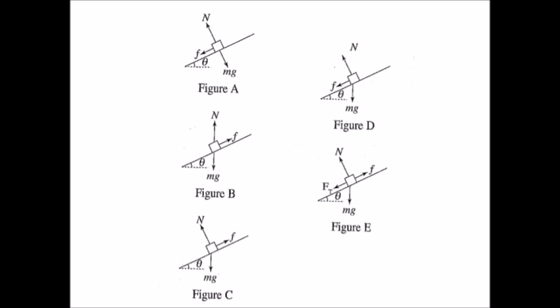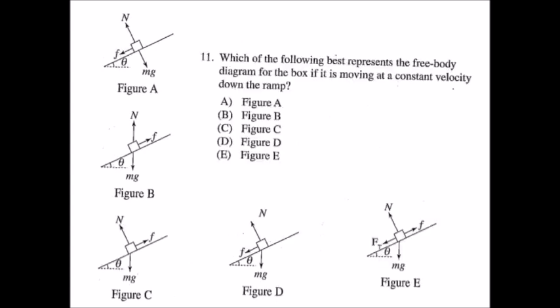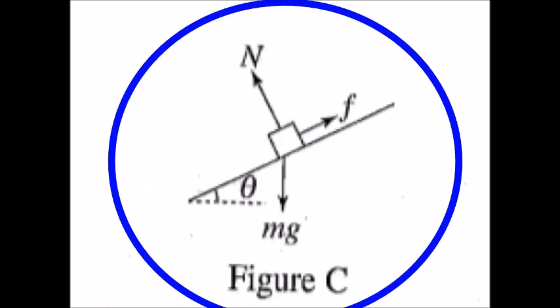On to 11 and 12, another double question pair. This is the test of the question pairs. A lot of free body diagrams here. Number 11. Which of the following best represents a free body diagram if it's moving at constant velocity? Key phrase there, constant velocity. Alarm bells go off in your head when you hear constant velocity. The answer is C. Why is the answer C? Well, we have constant velocity, no acceleration, no net force. Add those arrows together, they cancel out.